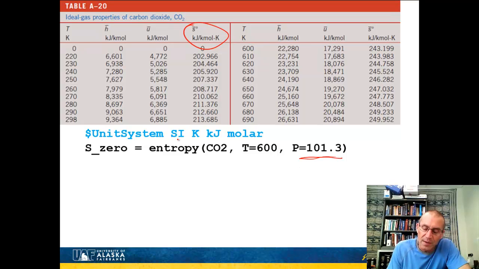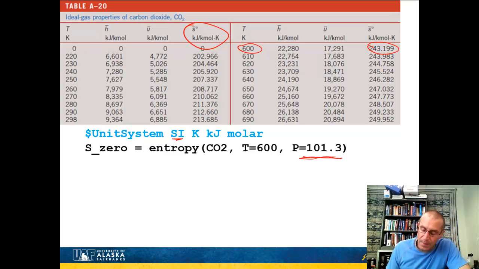So here I've set my unit system to SI, so my pressure would be 101.3, and that's going to go ahead and give me my S0 value at any arbitrary temperature. So for example, here I have it at 600. So this function right here would give me 243.199.